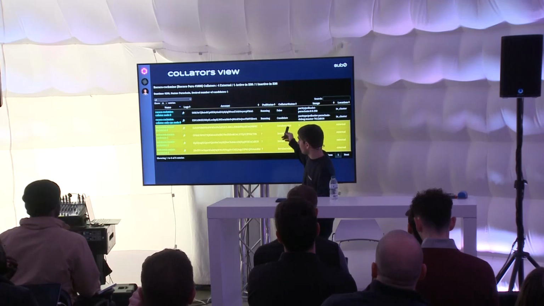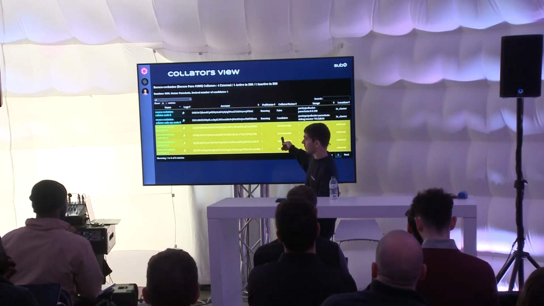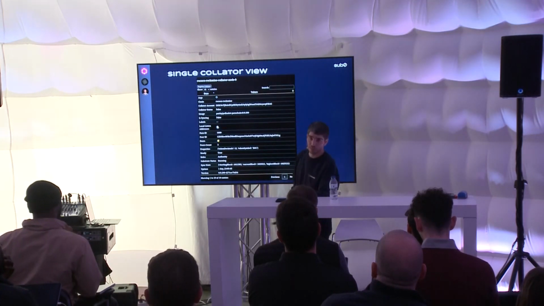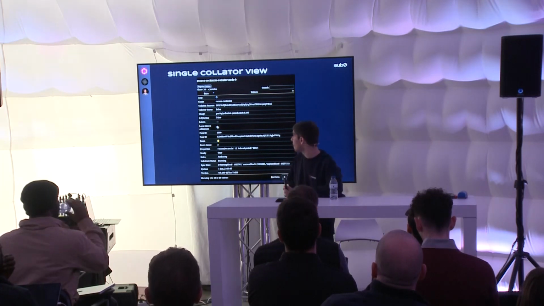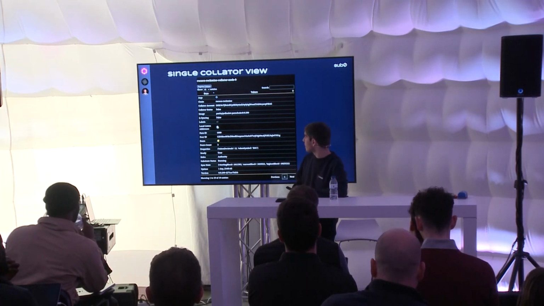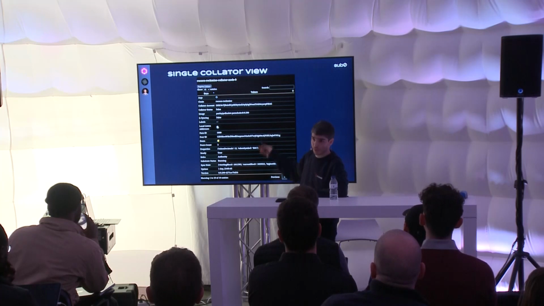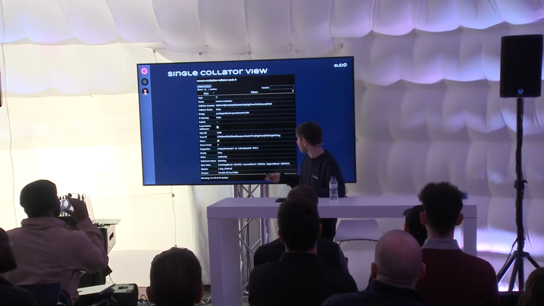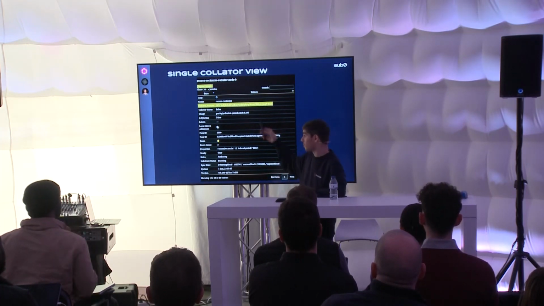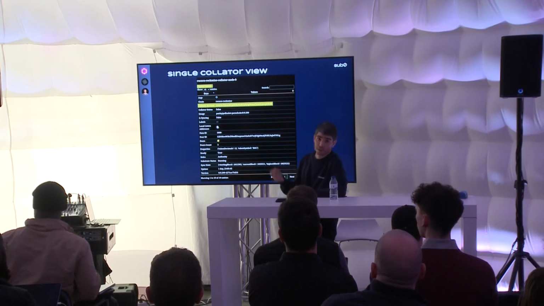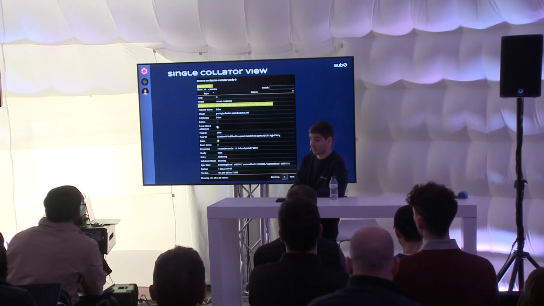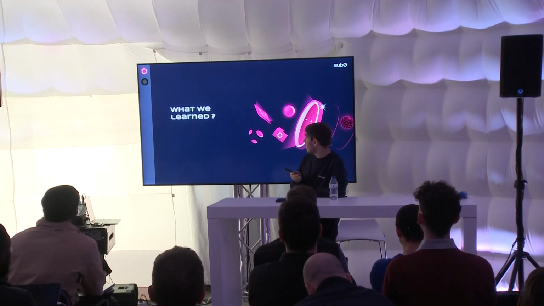And here you have the external collators. Here you have basically the same view, with all the properties of your node. And you also find the collator account, which is obtained in the same way as the validator account.